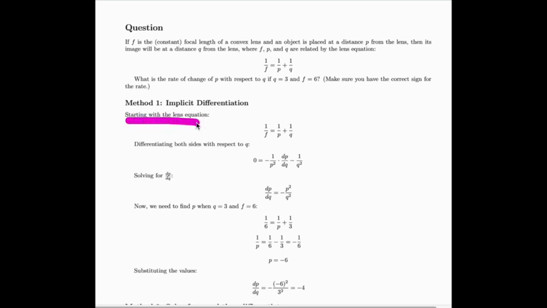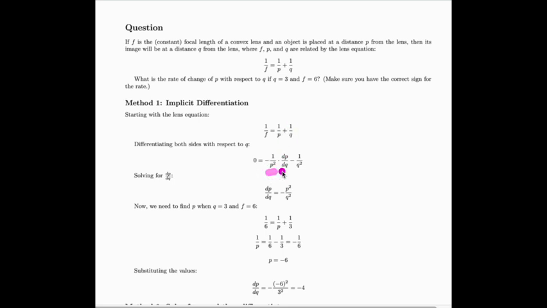If we start with the lens equation, 1 over f is equal to 1 over p plus 1 over q, and we differentiate both sides with respect to q, 1 over f will be 0 because f is a constant. Then when I take the derivative of 1 over p with respect to p, that's going to give me negative 1 over p squared using the power rule, because I can take this p and bring it up to the numerator as p raised to the power of negative 1.